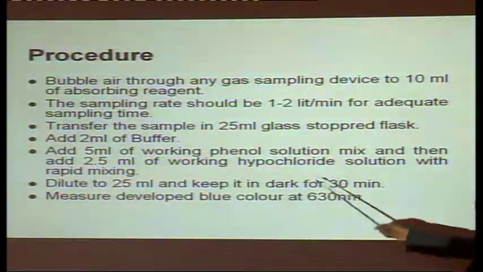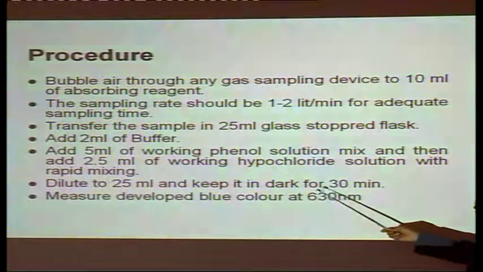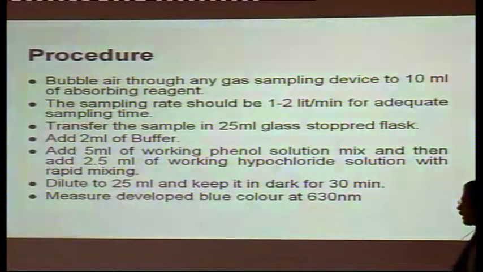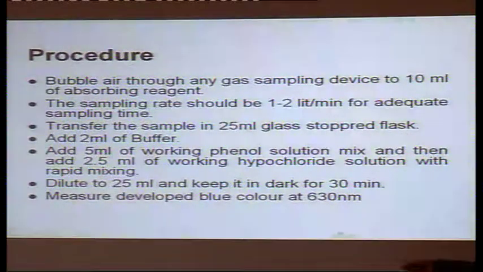Add 5 ml of the working phenol solution, mix, and then add 2.5 ml working hypochlorite solution with rapid mixing. Dilute to 25 ml. Dilute means make up to the mark. And keep it in the dark for 30 minutes. Measure the developed blue color at 630 nanometer.